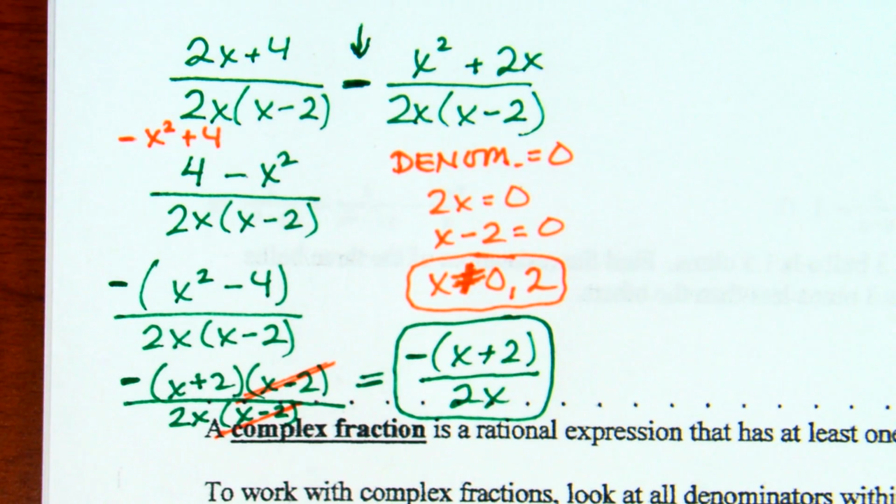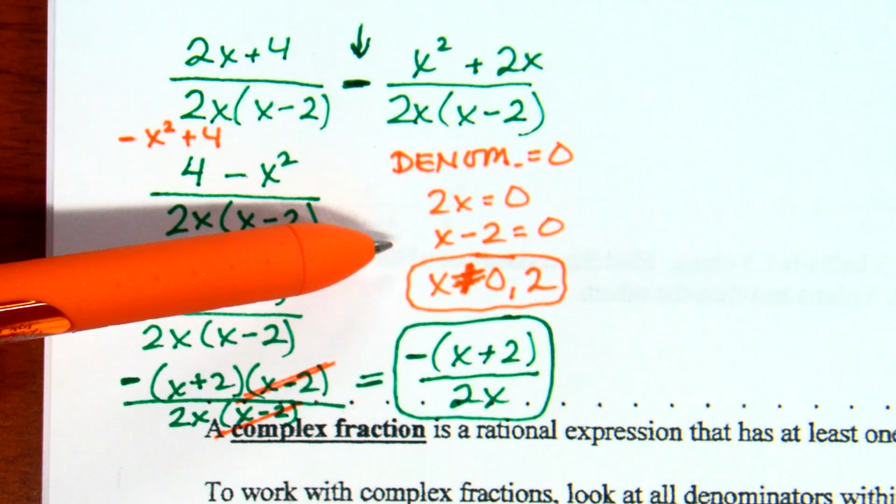Yes? I've kind of been struggling with this a little bit, just the finding... I'm trying to remember the word for it. My brain is not functioning today. The denominator equals 0 thing. The restrictions on the variable? Okay.